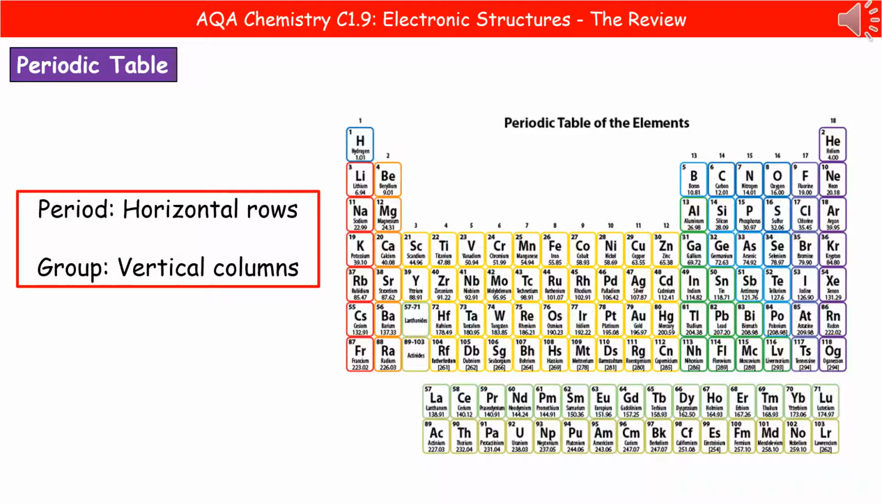Welcome to our review on electronic structures. So the first thing we need to know about, when we're looking at the periodic table, is that there are two terms we should know: period and group. When we're talking about the periods, those are the horizontal rows going from left to right, and a group is the vertical columns going from the top to the bottom.